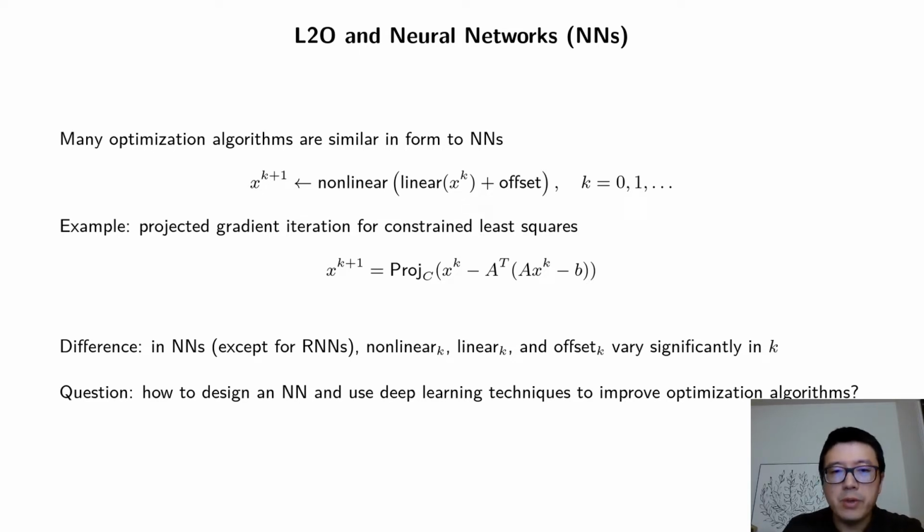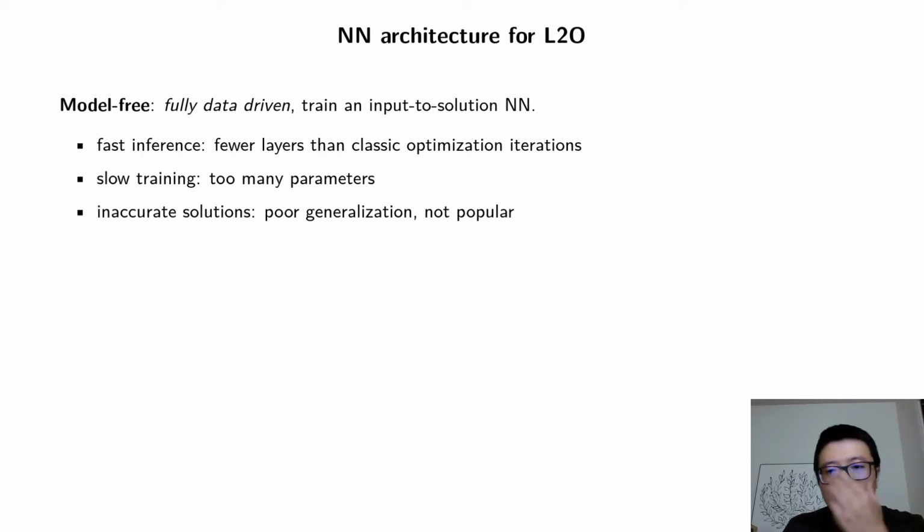There are actually two ways to do this. One way is to start from a neural network and train for optimization. The other approach is to start from a classic optimization method and relax certain things to train. Specifically, the first method is called the model-free method. It basically starts with full freedom and has the parameters trained in a fully data-driven way.